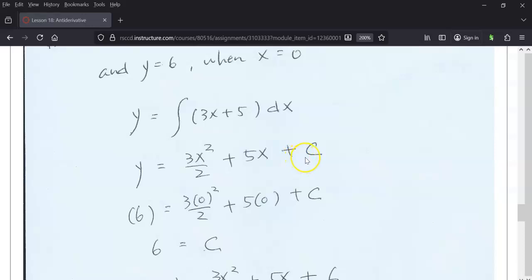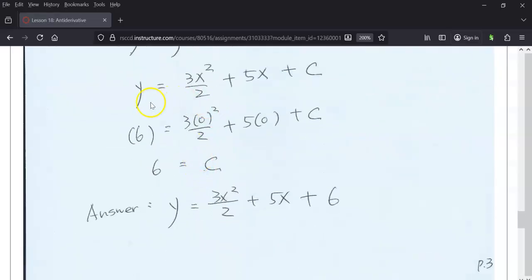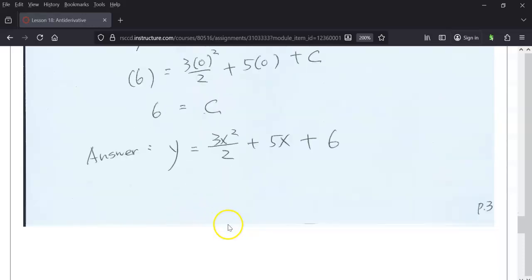Now, this time we're actually going to solve for c because we're given some actual numbers, x equals 0, y equals 6. So once we have this equation, we plug in y equals 6, x equals 0. We find out c equals 6. So in this case, instead of plus c as the answer, we can actually solve for c because we are given a very specific situation where x has to be 0 and y has to be 6. In order for that to satisfy the equation, c must equal 6. So our answer will be y equals 3/2 x squared plus 5x plus 6.